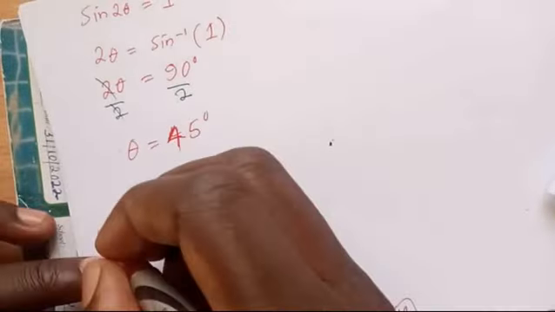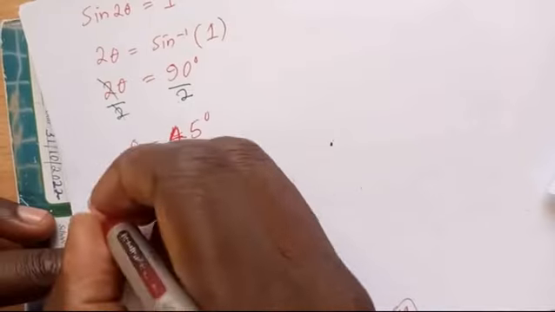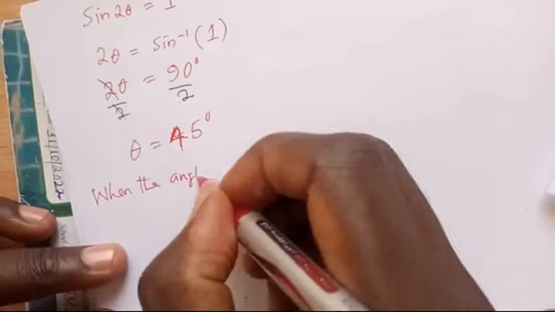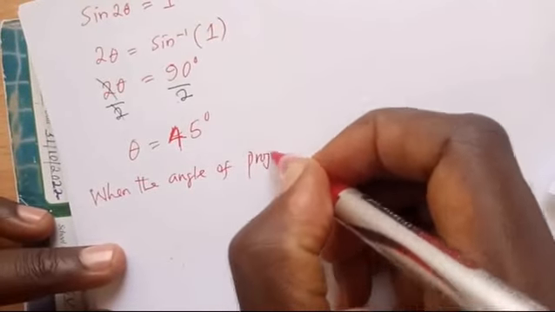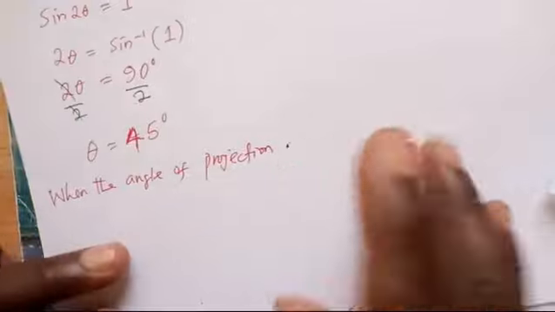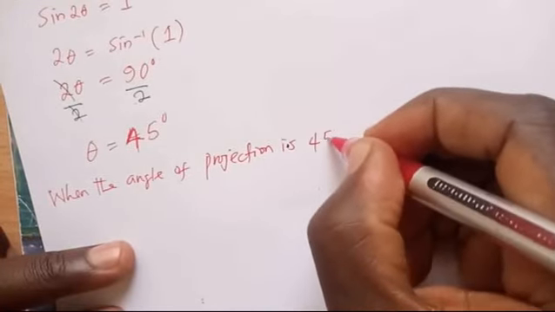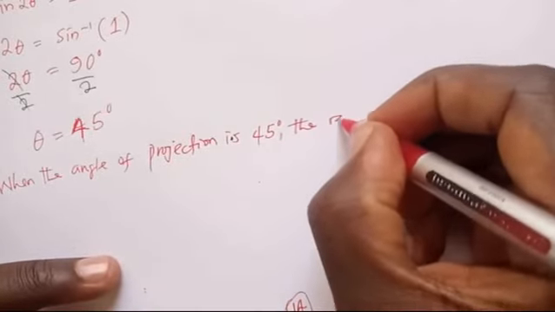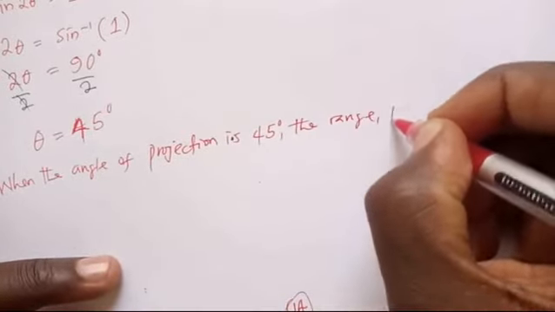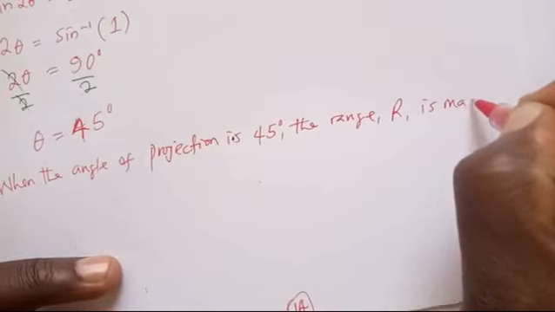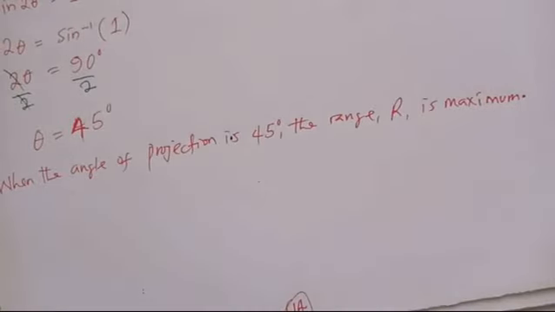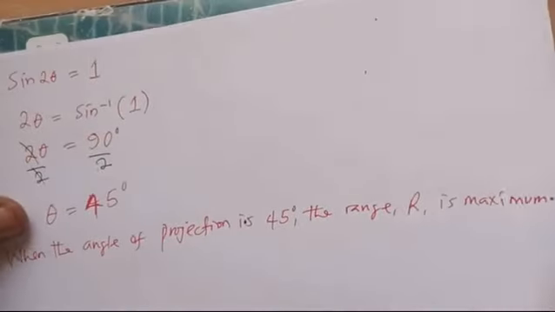We can conclude and say that when the angle of projection is 45 degrees, the range capital R is maximum. Please don't forget that. Range is maximum when the angle of projection is 45 degrees.